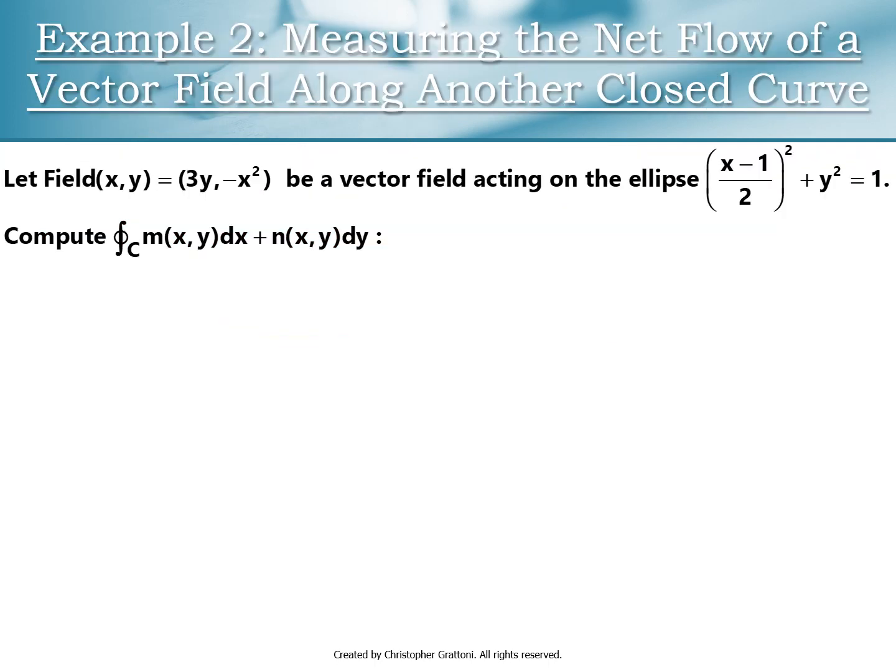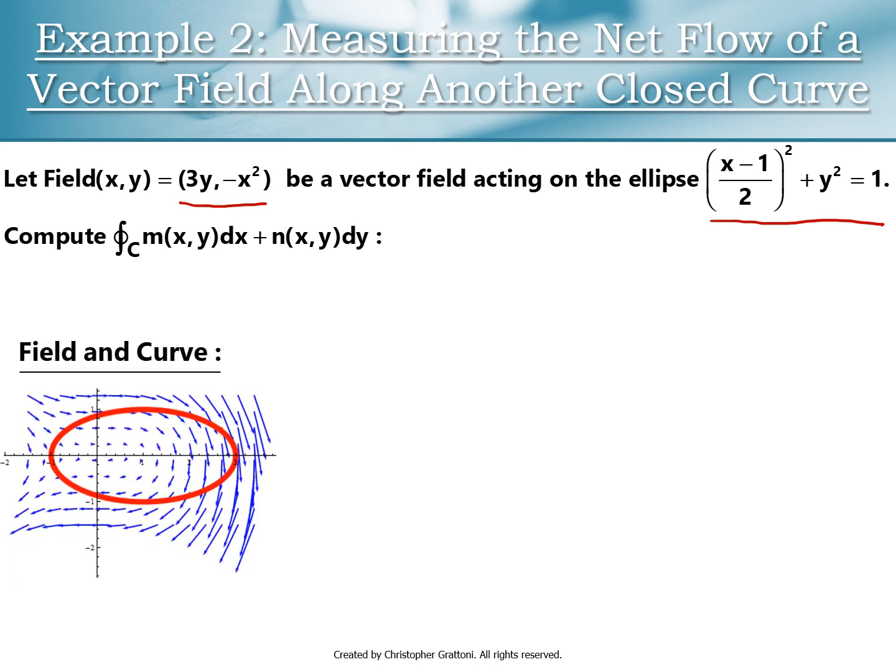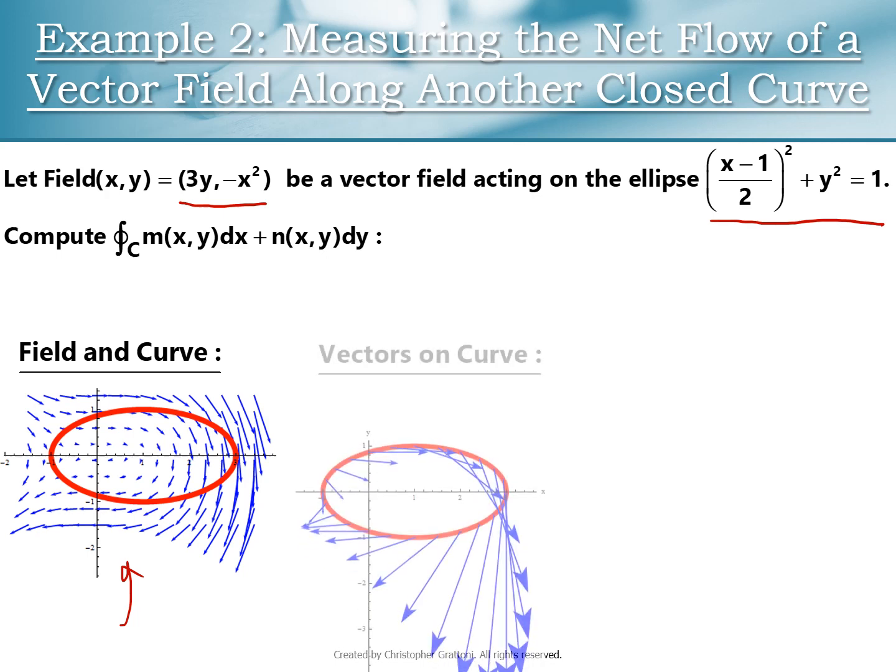All right, so let's crunch some numbers here. So I've got the vector field 3y comma negative x squared, and I've got this ellipse. Now, one thing you're going to need to be comfortable with is parameterizing an ellipse without having to think very hard. So here's my vector field and my curve. You guys are going to have to parameterize ellipses like this from an xy equation. Now, this picture is not very helpful. Can't really tell what's going on here.